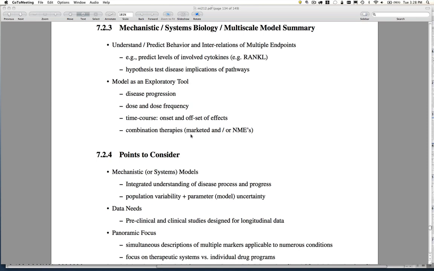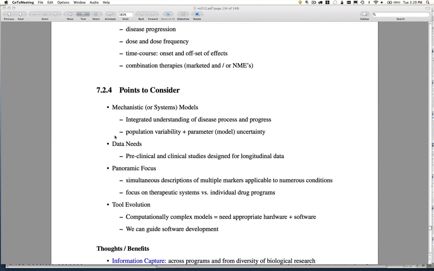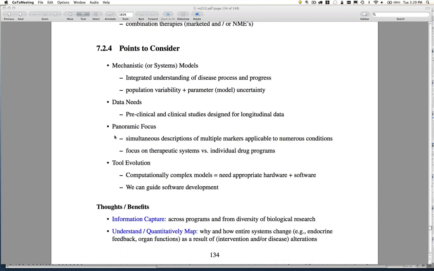And so again, getting back to that panoramic focus of these models, we aren't developing them just to understand the data in hand, but we're developing them to develop our overall knowledge of these systems.